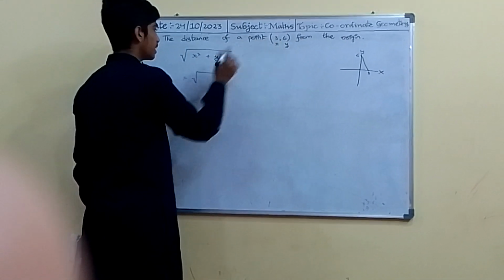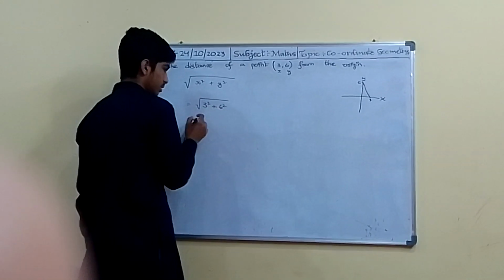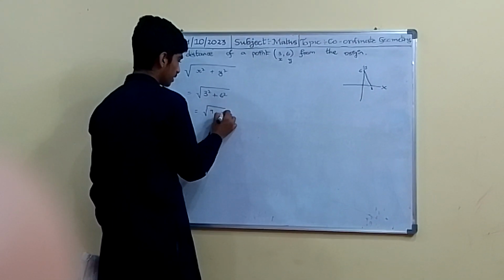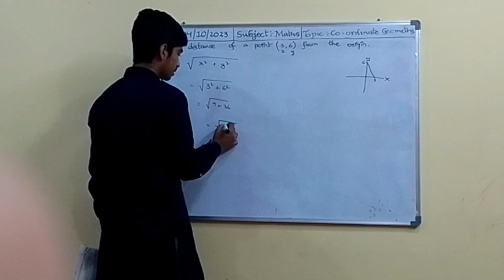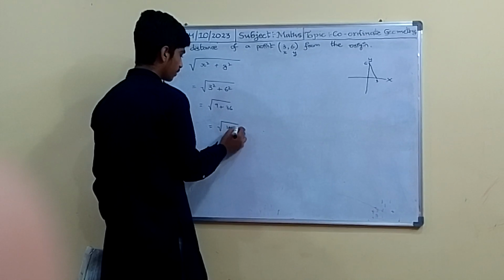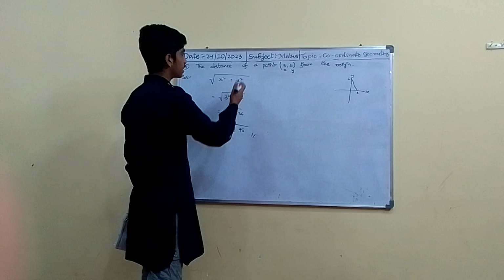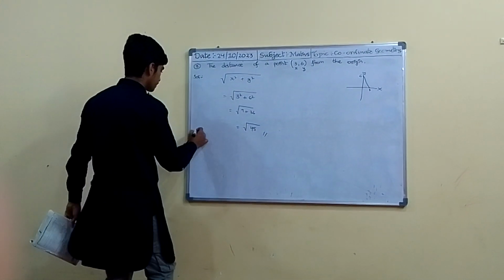What is the x value here? 3. 3 square plus y square. What is y? 6. What is 3 square? 9, plus what is 6 square? 36. Under root 36 plus 9. What is 36 plus 9? Under root 45. So under root 45 is the simplest form. So the distance of the point 3, 6 from the origin is under root 45. Now the third question is clear.